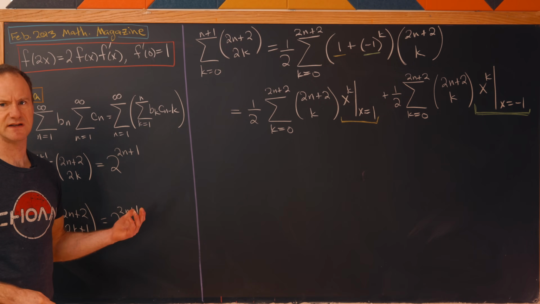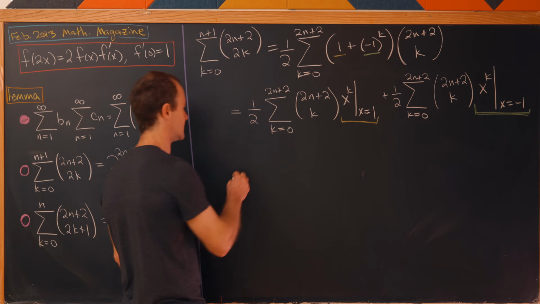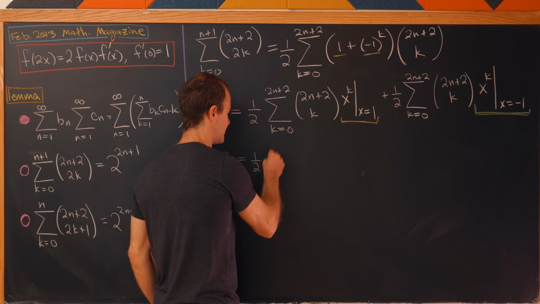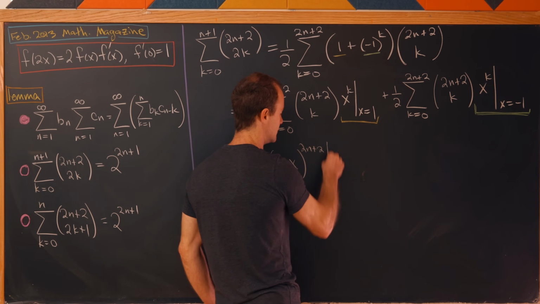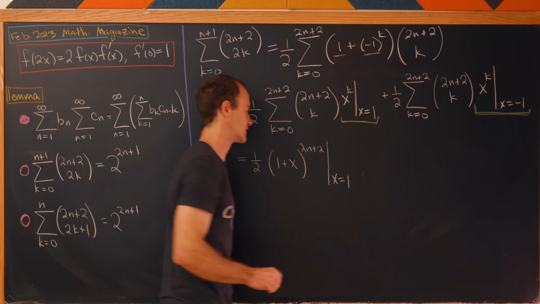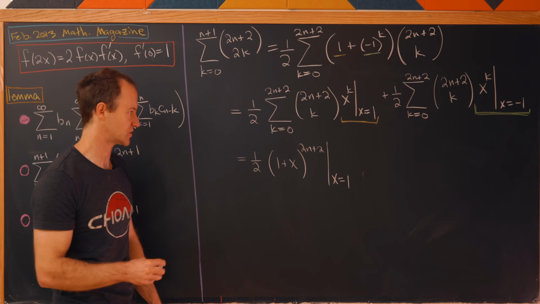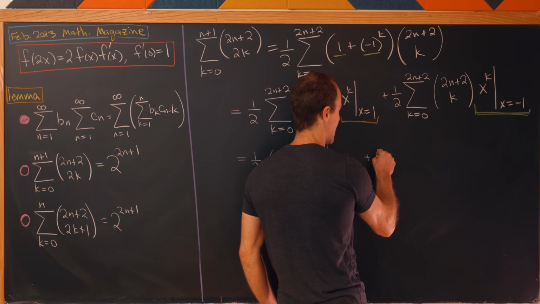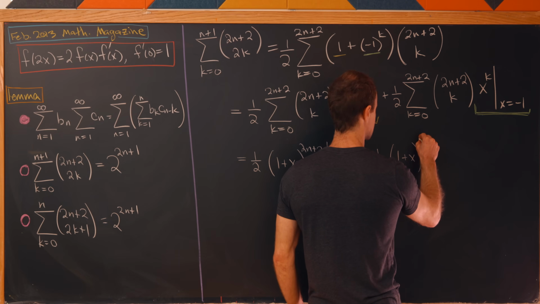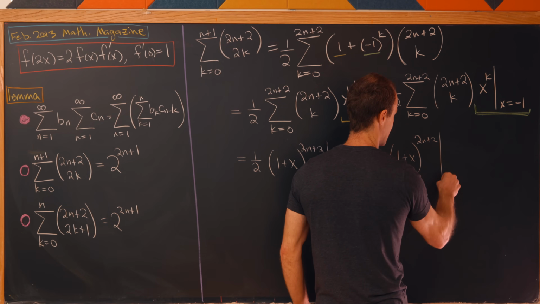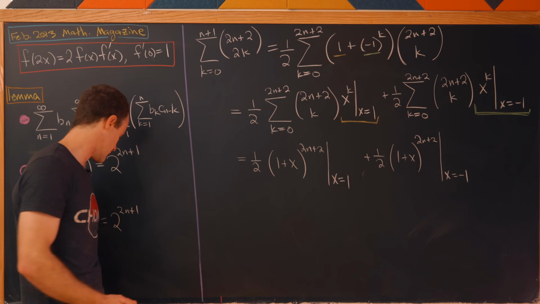But now we'll use the definition of what a binomial coefficient is, and that's a binomial expansion. So this gives us 1/2 times (1+x) to the power 2n+2 evaluated at x equals 1. Like I said, that's just by the definition of binomial coefficients. And then here we'll have 1/2 times (1+x) to the power 2n+2 evaluated at x equals -1. And now I think you can see where this is going.